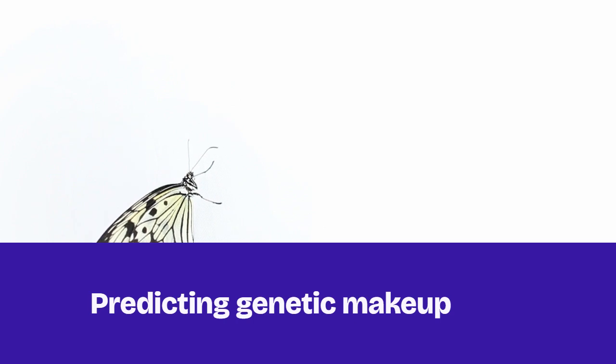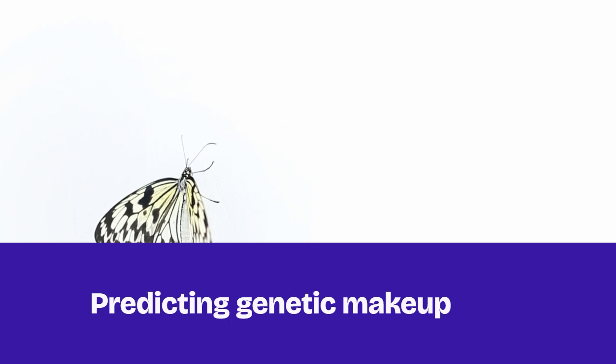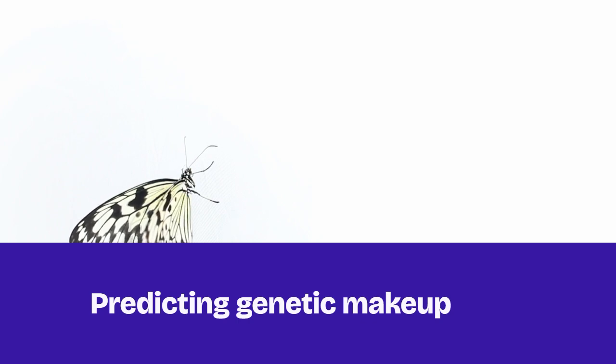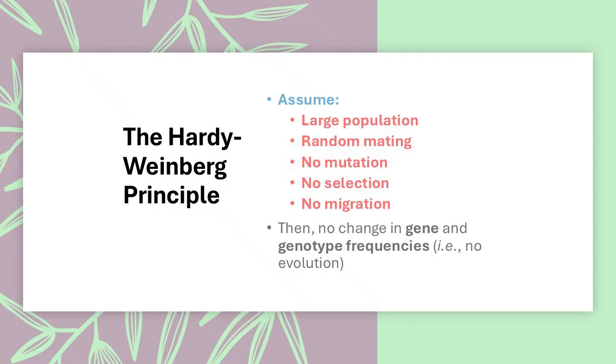Imagine a population of butterflies where two forms of a gene exist: A, the dominant allele, and a, the recessive allele. How can we predict the genetic makeup of future generations in this population? That's where the Hardy-Weinberg principle comes in, a fundamental rule in population genetics.